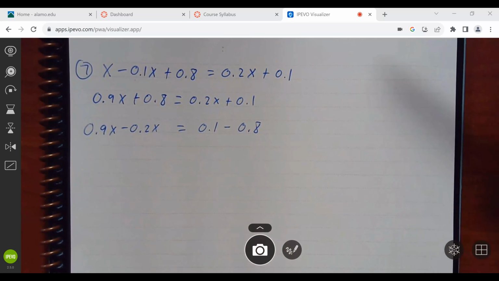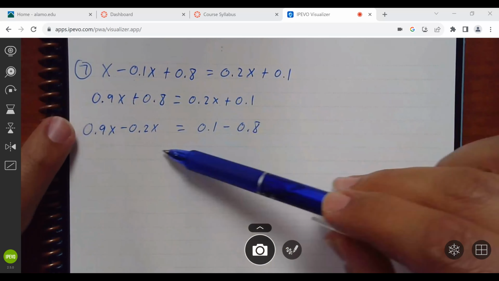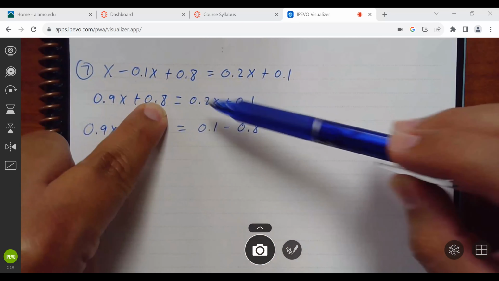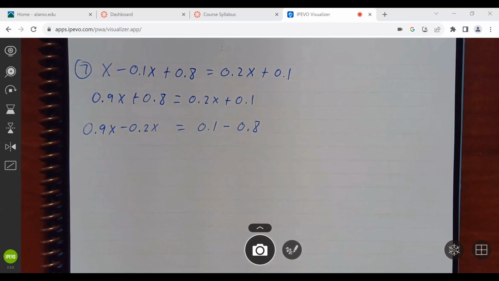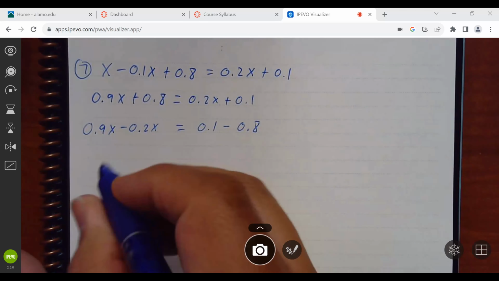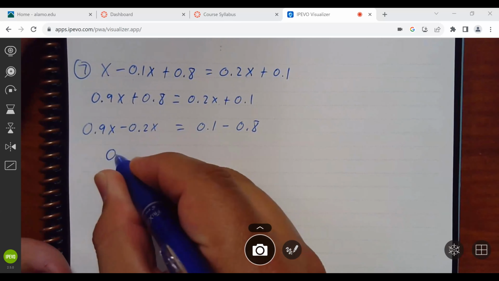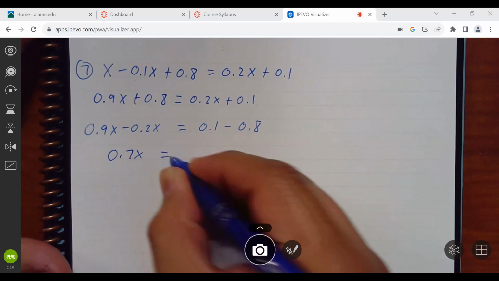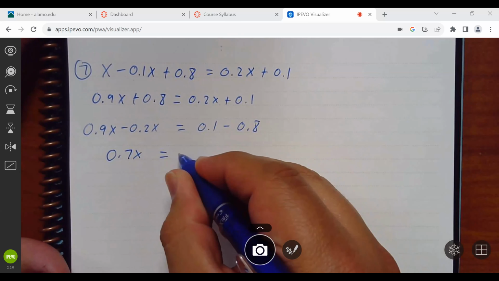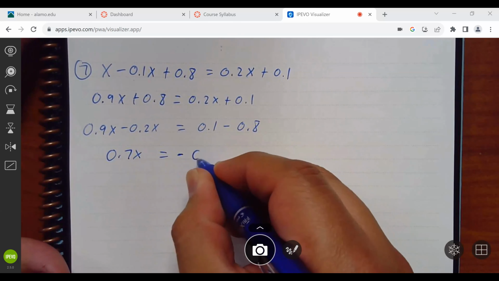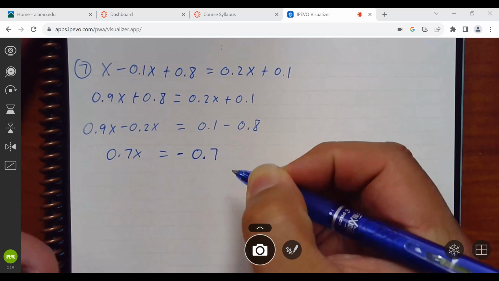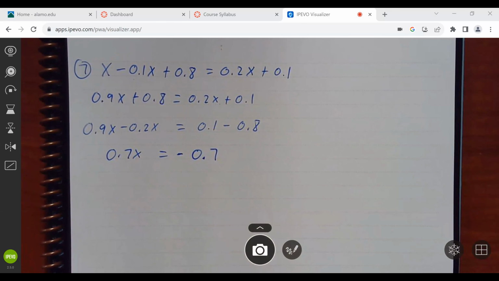Move this there, that thing here. Now we got 0.7x equal to negative 7.